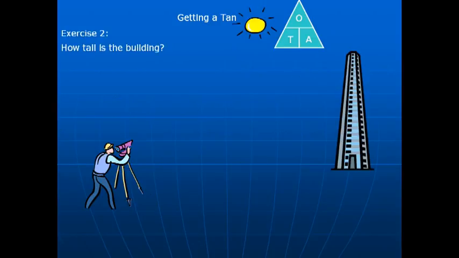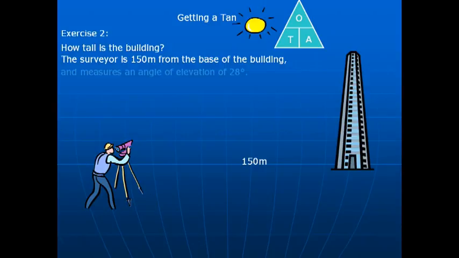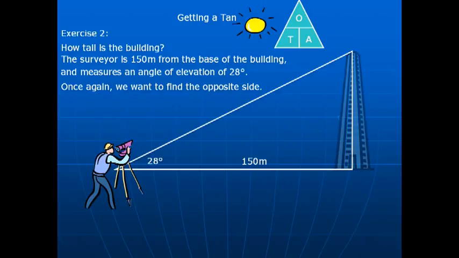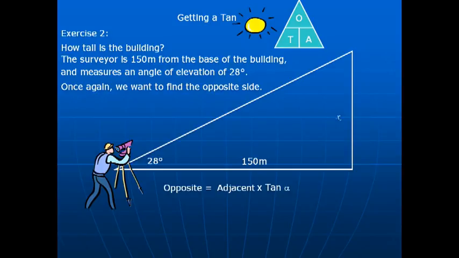Exercise 2. How tall is the building? The surveyor is 150 meters from the base of the building and measures an angle of elevation of 28 degrees. Once again, we want to find the opposite side. Opposite equals adjacent times tan of alpha. So x equals 150 times the tan of 28 degrees, which equals 79.76 meters.